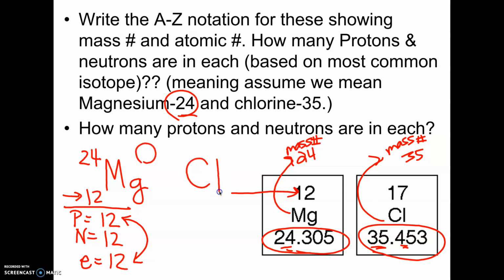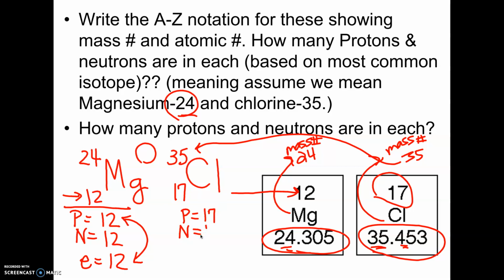They're always neutral in nature. All right, and here's our chlorine. So 17, our atomic number, would go on our bottom left. We're using chlorine-35. So 35, our mass number, would go on the top left. The number of protons would be 17. The number of neutrons would be 18.